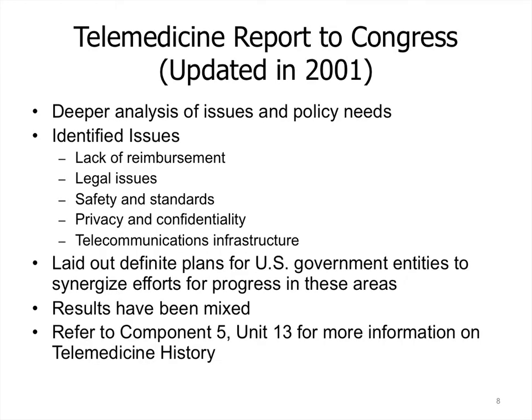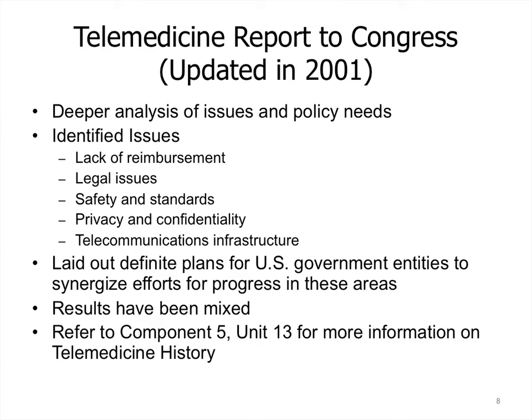Through the undaunted efforts of telemedicine advocates, the Telemedicine Report to Congress was updated in 2001 under a new governance that included many telemedicine organizations and practitioners. This resulted in a deeper analysis and focus on policy needs from a governmental level. The 2001 report identified 5 key focus areas for policy development. These were lack of reimbursement, legal issues, safety and related standards, patient privacy and confidentiality, and telecommunications infrastructure.